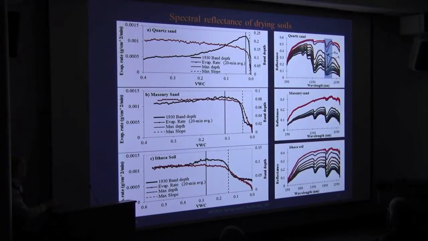And here is where it happens. Here is where it happens, and in here, between the brown and the, it's a slower change here, but it's the same thing going on. Okay. So we've got some physical relationship between the change in reflectance and what's going on with the water in the soils.